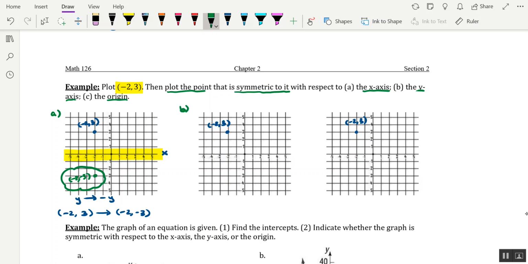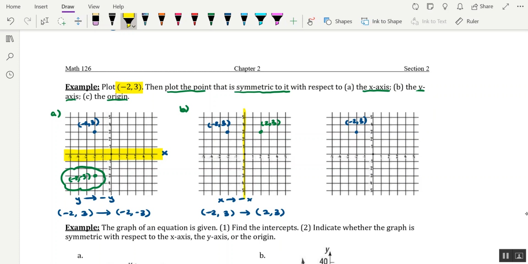For part B, we want symmetry with respect to the y-axis. And to construct the ordered pair for our answer, we're going to change the x-coordinate that's provided to us to its opposite. So negative 2, 3 will generate positive 2, 3. And if we plot that point, we could see that the points are mirror images of each other.